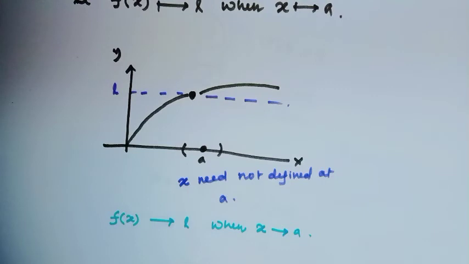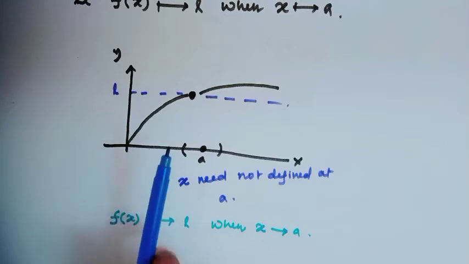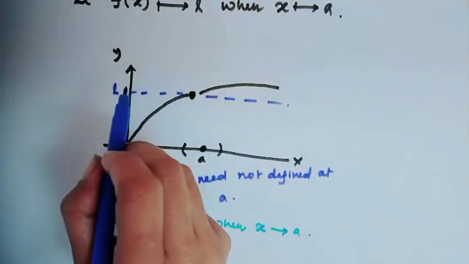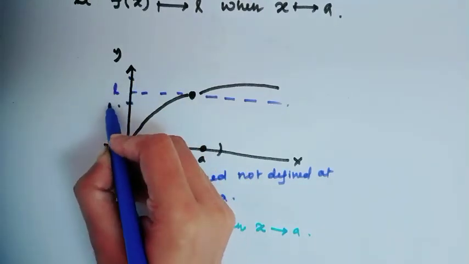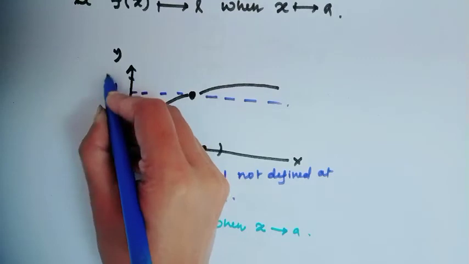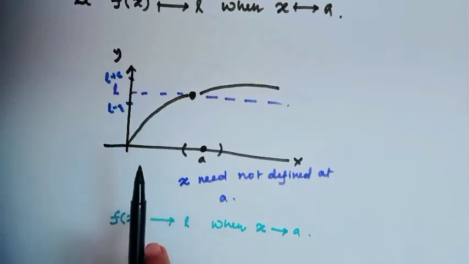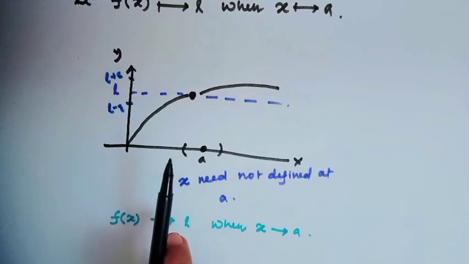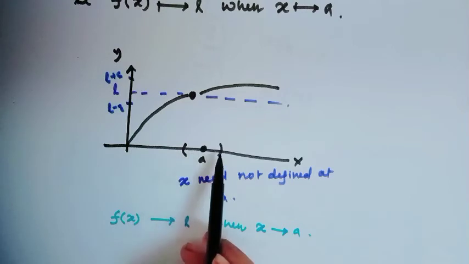So the definition of the limit by the epsilon delta definition is: if you give any epsilon, let this be the epsilon distance, then this would be L minus epsilon and this would be L plus epsilon. No matter what epsilon you give, for this epsilon I can always specify a distance around a.